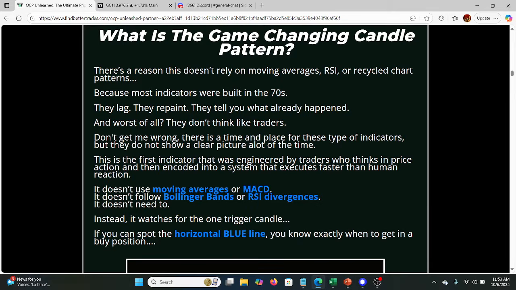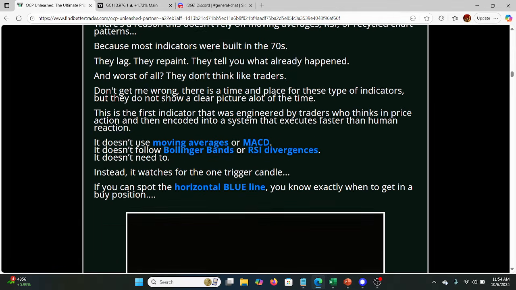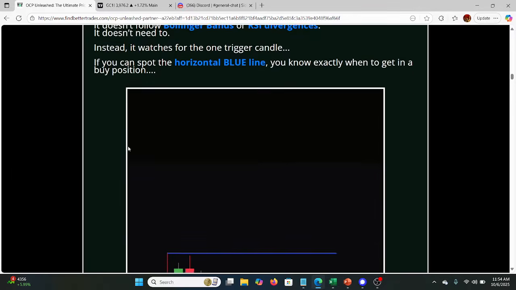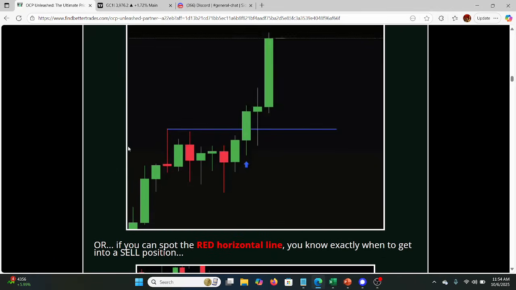Just kind of looking through what it's all about. And yeah, so most indicators lag and repaint and were built years and years and years ago, like 50 years ago. And if they worked, more traders would be successful, right? Really, price action is the only thing that's ever worked for me. So price action, so that's things like the candlestick formation and volume.